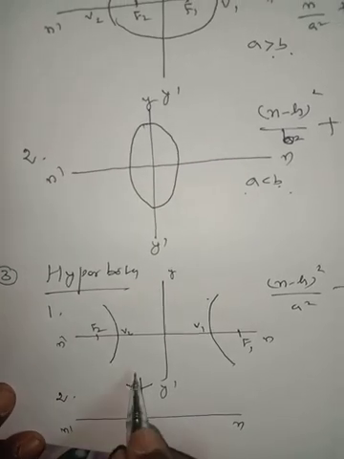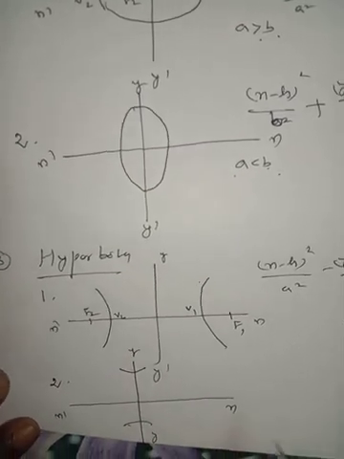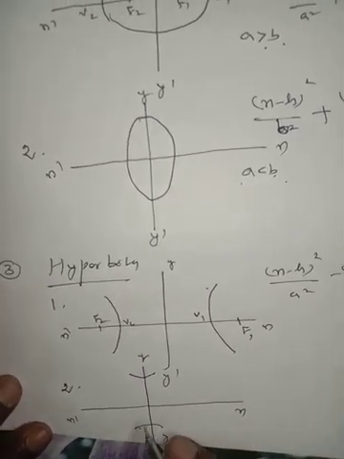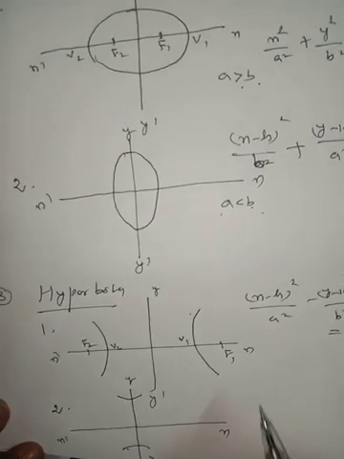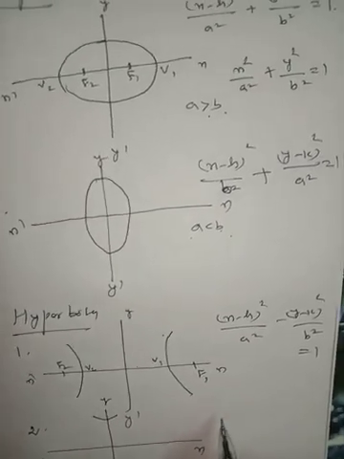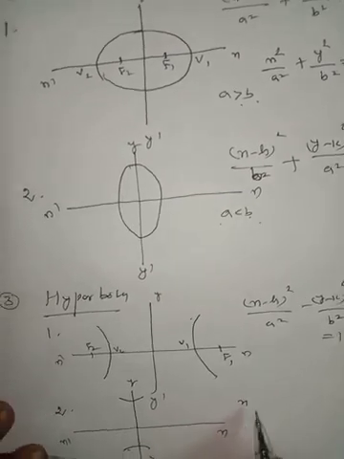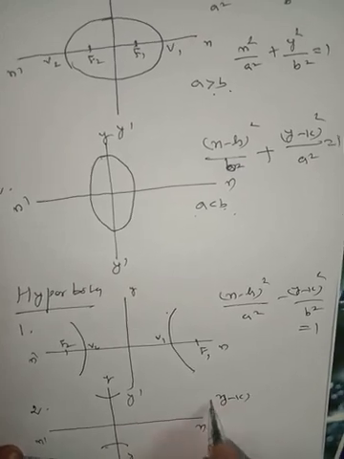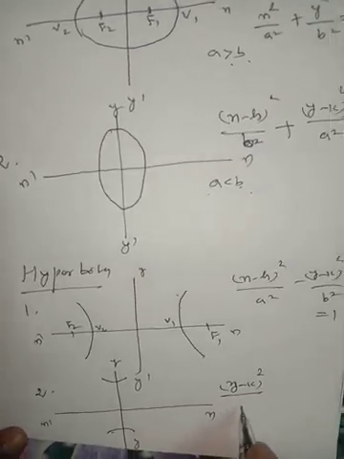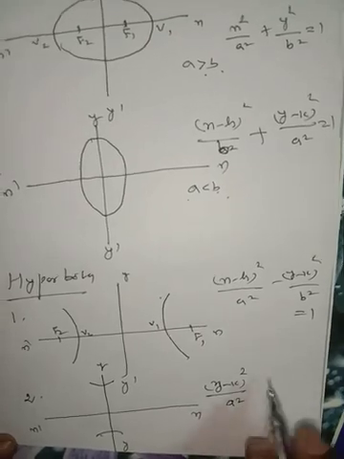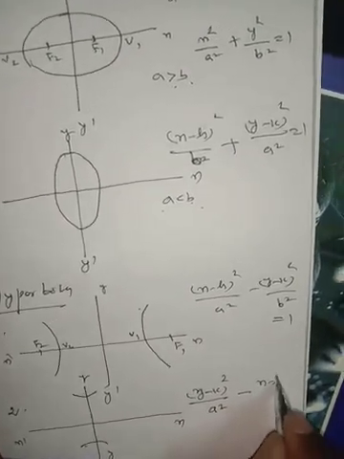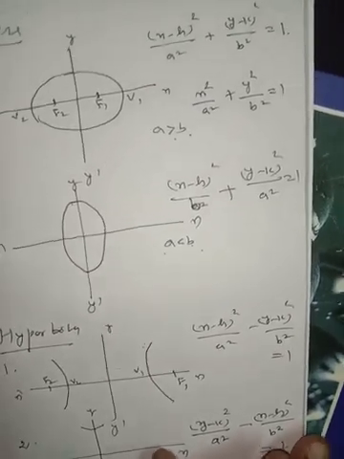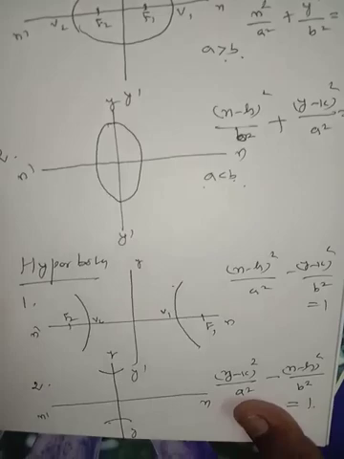X dash, y dash. Now the length of B is greater than the length of A. Therefore, the general equation of the hyperbola, in this case, is (y minus k) whole square divided by a square minus (x minus h) whole square divided by b square is equal to 1. There are two types of the hyperbola.